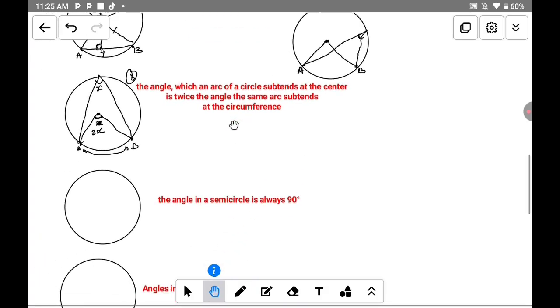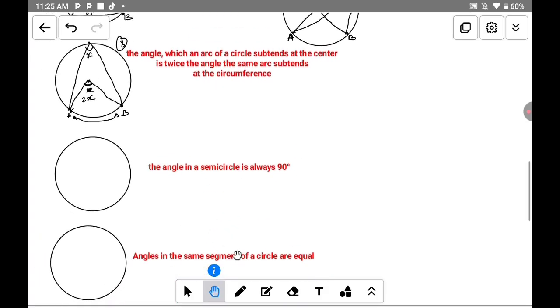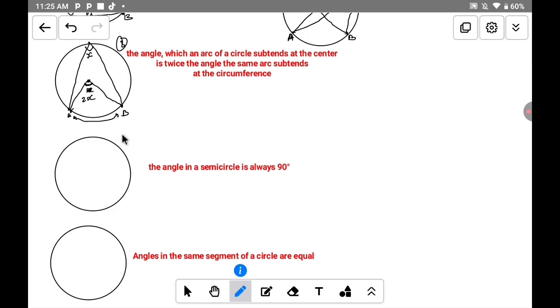That will be theorem 4. Theorem 4 says that the angle in a semicircle is always 90 degrees. So what do you mean by semicircle? A semicircle is half of a circle. In a semicircle, you have a line here drawn through the center of the circle. This will give us a diameter.